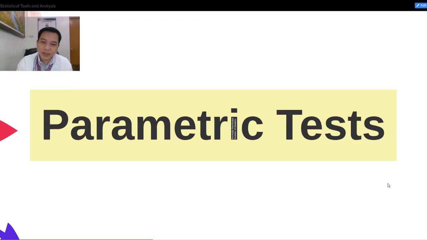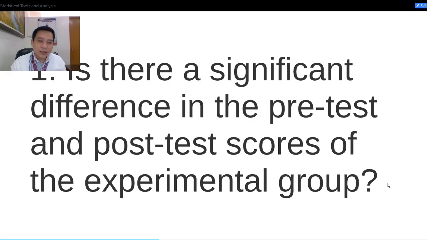Okay, so let's start. Here's an example of a research question in the inferential category. Is there a significant difference in the pre-test and post-test scores of the experimental group? Now, again, read the question. Is there a significant difference in the pre-test and post-test scores of the experimental group?